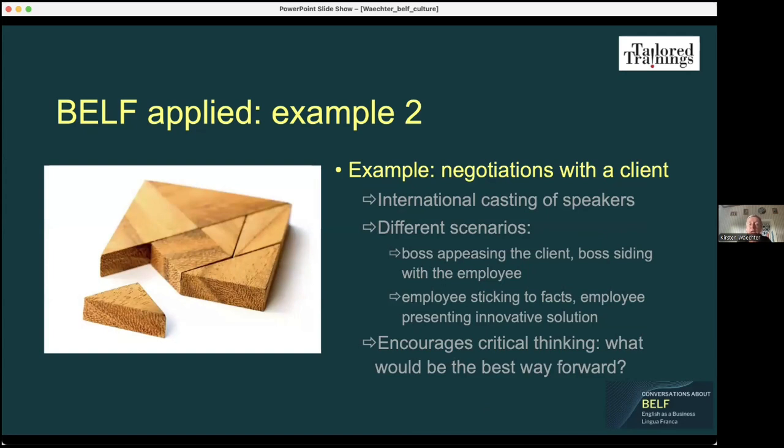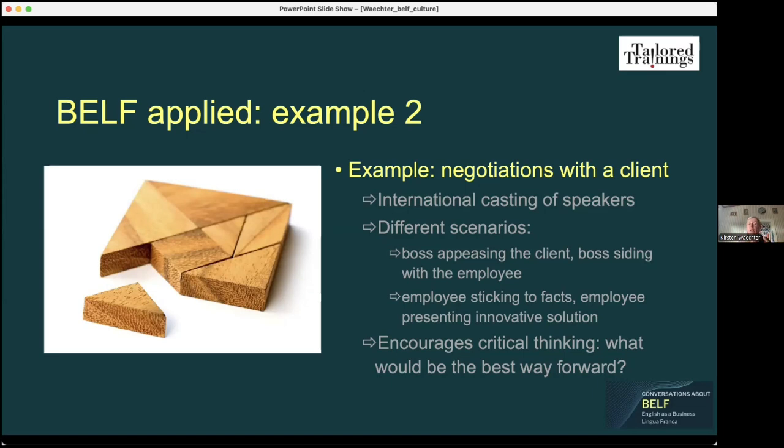Example 2 was negotiations with a client. So there was an international cast of speakers, and there were different scenarios. We went like, so what if the boss tries to please the client? What if the boss sides with the employee? What would happen if the employee stuck to the facts instead of creating white lies that would please the client? What would happen if the employee started presenting an innovative solution? And so together in the classroom, they worked through different contexts so that they were actually able to respond if something like that happened.